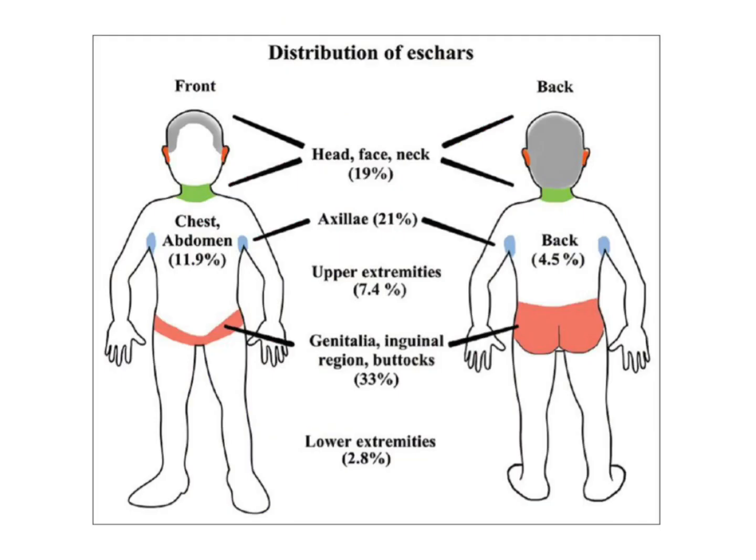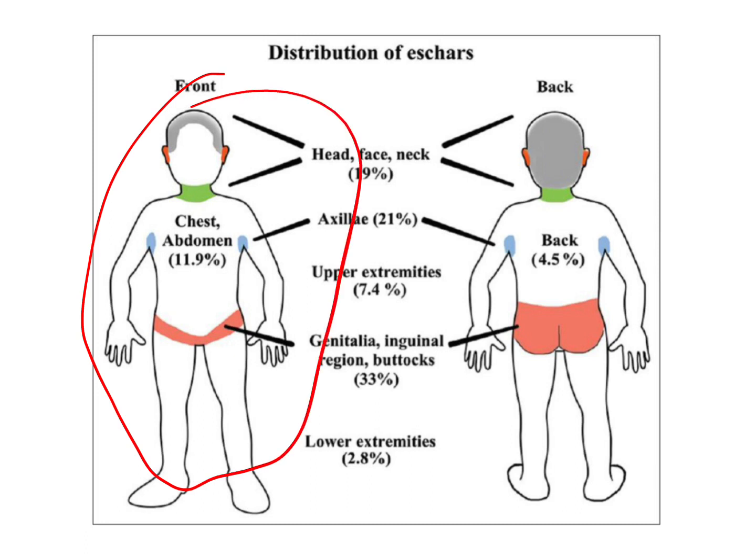These are the important sites where we find scars. If we see in the front, the head and neck regions have 19% chances. Chest and abdomen 11.9%, and the groins, very common, are 33%. A patient can have a scar in the axilla, and that is about 21%. Similarly, the back, genitalia, inguinal region and buttocks all constitute the majority of the sites for scar formation.